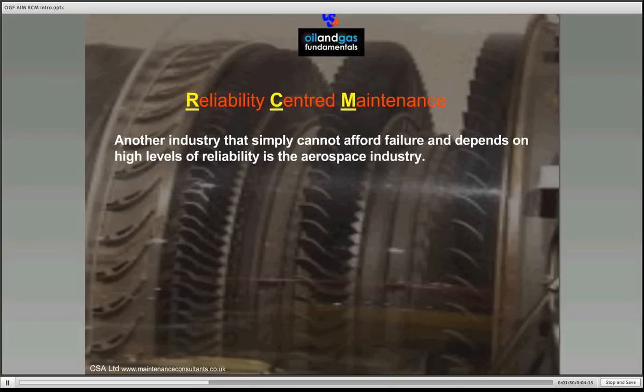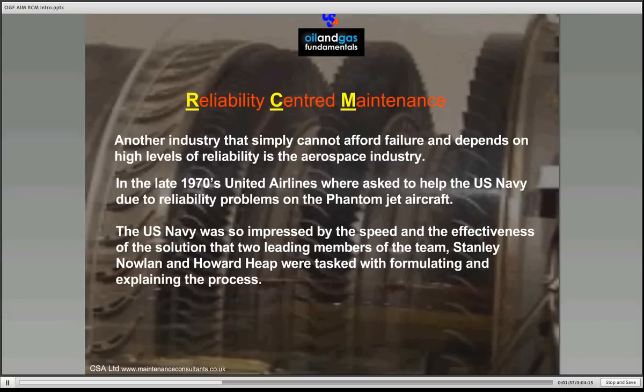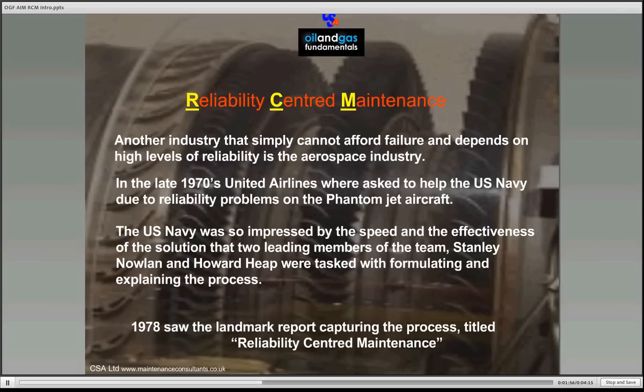Another industry that simply cannot afford failure and depends on high levels of reliability is the aerospace industry. In the late 70s, United Airlines were asked to help the US Navy due to reliability problems with their Phantom jet. The US Navy was so impressed by the speed and effectiveness of the solution that two leading members of the team, Stanley Nolan and Howard Heap, were tasked with formulating and explaining the process. 1978 saw the landmark report capturing the process titled Reliability Centered Maintenance.